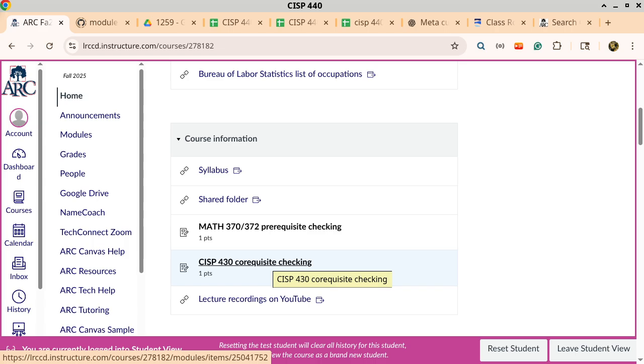All right. So any other questions about prerequisite or co-requisite requirements? If there are no questions, then we're going to proceed.